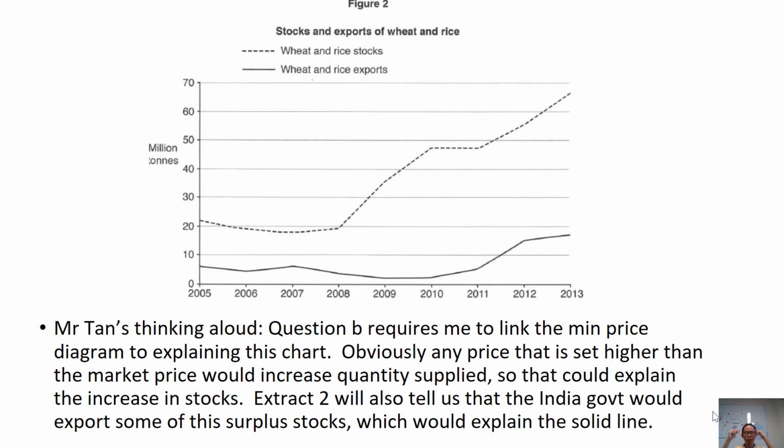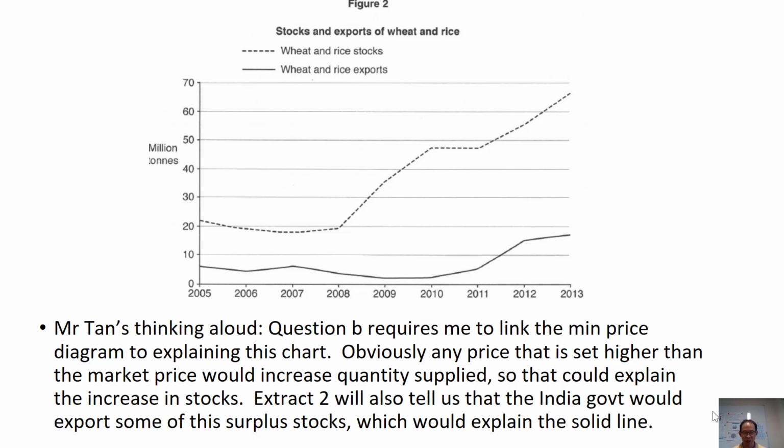So what's in my brain before I start doing the question will be this. Minimum price, in theory, is when the government allows the firms to charge a higher price, higher than the free market price. Basically, the actual price that's sold cannot be lower than the minimum price. So for minimum price to be effective, it must be set higher. So the moment the minimum price is implemented, by the law of supply, I can say that the quantity supplied will definitely increase. So once you show that in your graph, you can easily explain the increasing dotted line, that the stocks are going up.